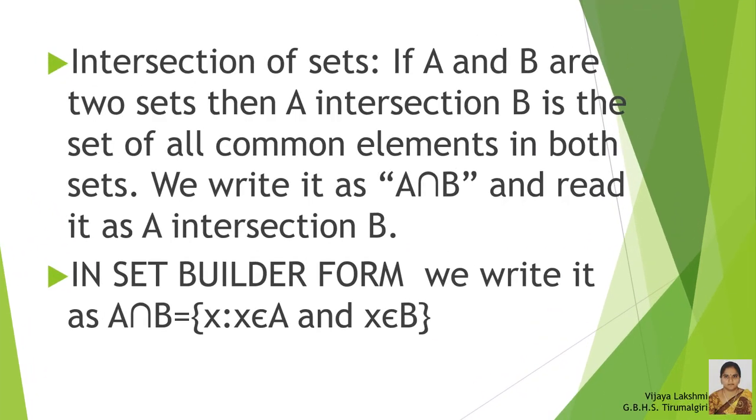Intersection of sets. If A and B are 2 sets, then A intersection B is the set of all common elements in both sets. We write it as A intersection B and read it as A intersection B. That will be the reverse symbol of union. In set builder form, we write it as A intersection B is equal to set of all x such that x belongs to A and x belongs to B.